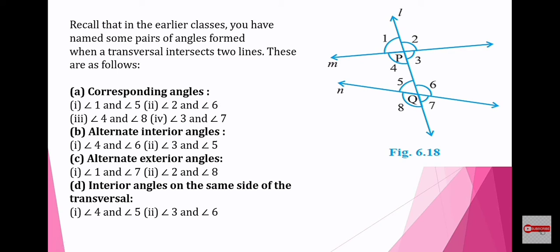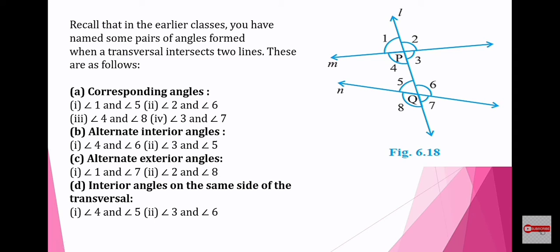Next one you know is alternate interior angles. Here alternate interior angles are angle 4, angle 6 and angle 3, angle 5. They are the alternate interior angles. Angle 4 and angle 6, similarly angle 3 and angle 5.